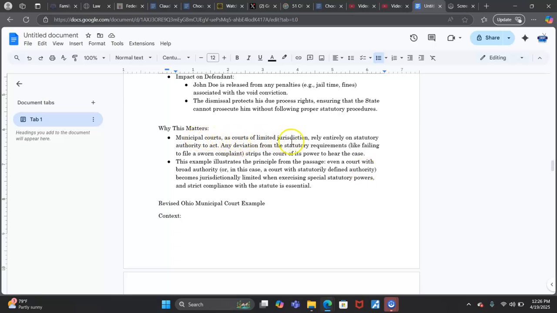Legislative courts, as courts of limited jurisdiction, rely entirely on statutory authority to act. Any deviation from the statutory requirements, like failing to file a sworn complaint, strips the court of the power to hear the case. This example illustrates the principle from the passage: even a court with broad authority, or in this case, a court with statutorily defined authority, becomes jurisdictionally limited when exercising special statutory powers, and strict compliance with the statute is essential. Now I'm going to give you a revised example.